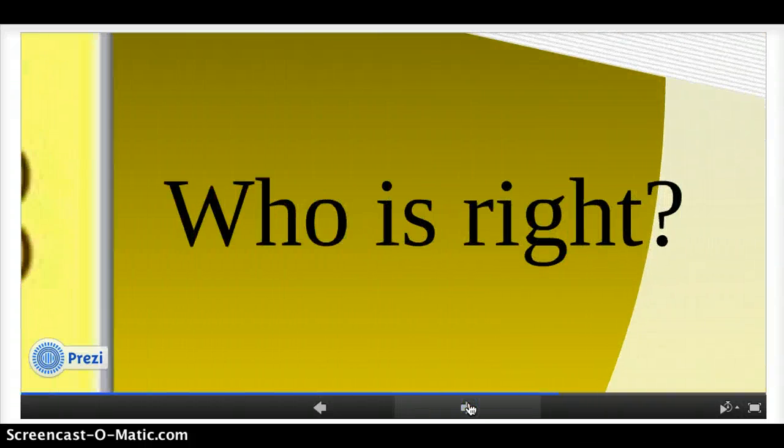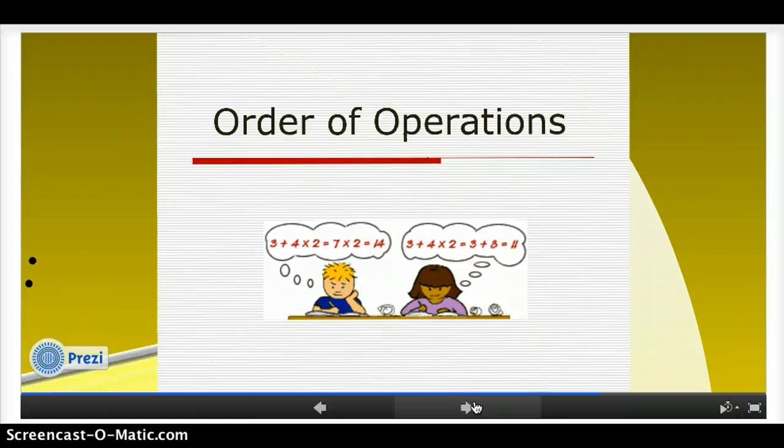All right. So look at these. Who's correct? The boy got 14. He did 3 plus 4, which is 7. Then he did times 2 and got 14. Where she did, I'm sorry, she did the 4 times 2 is 8, and then added the 3 and got 11. Which one's correct? You got it, the little chickadee is.